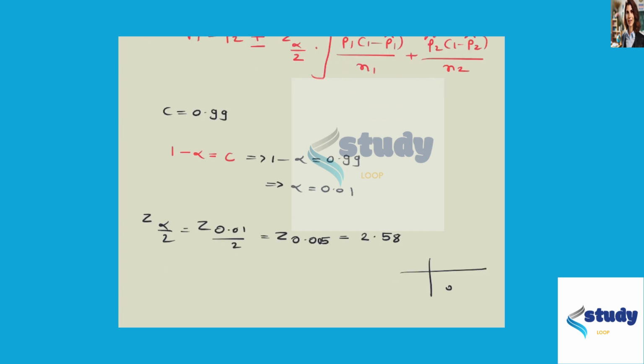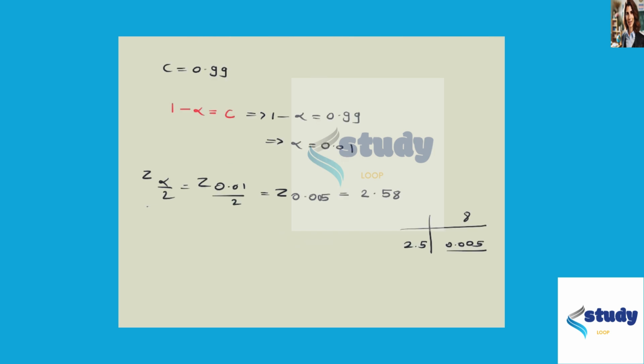How do we find this value 0.005? The approximate Z value related with that value is 2.58. In this way we get Z alpha by 2.